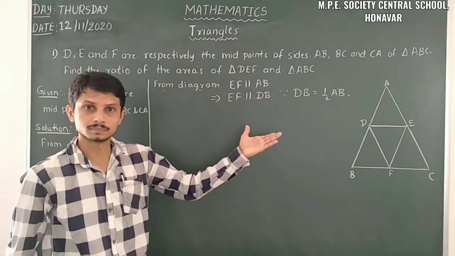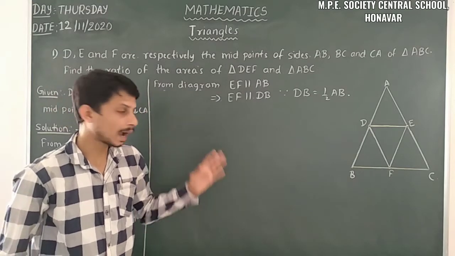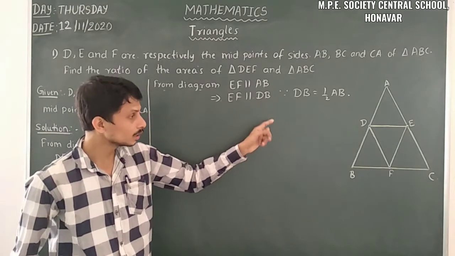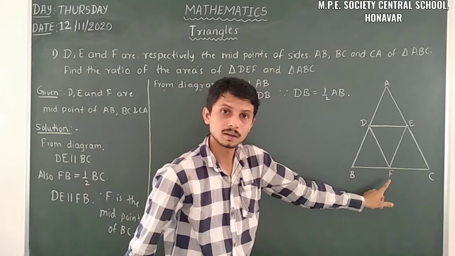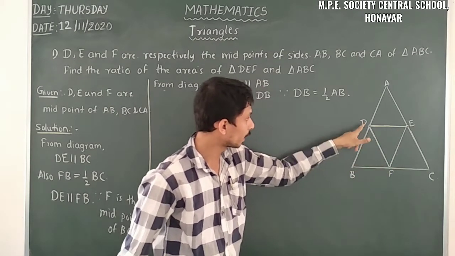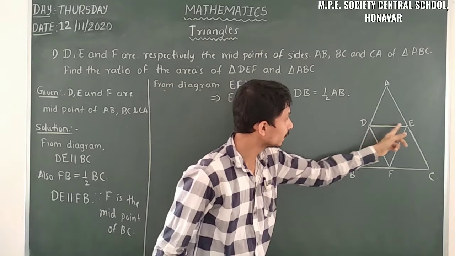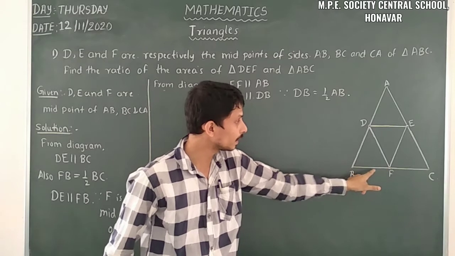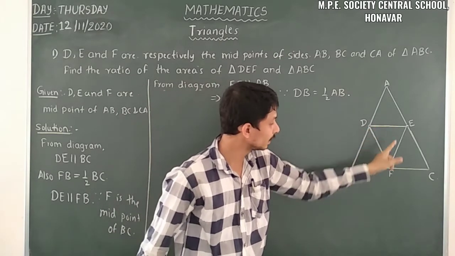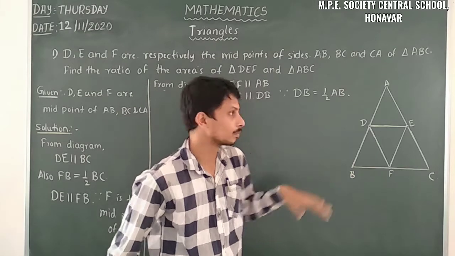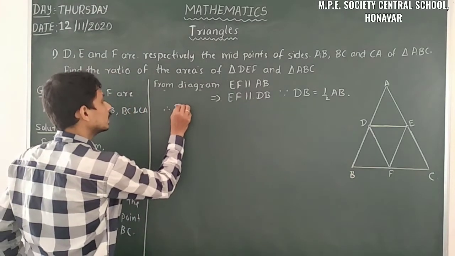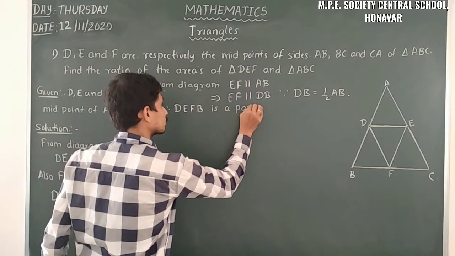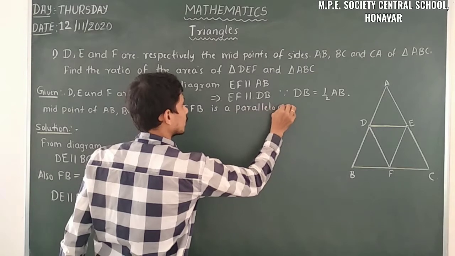So that's why here we have DE parallel to FB and EF parallel to DB. Just observe, one parallelogram is formed here, that is DEFB. Therefore DEFB is a parallelogram.